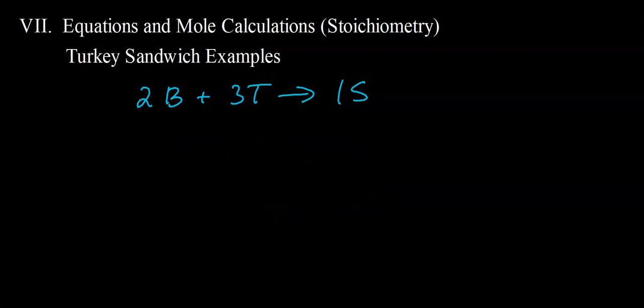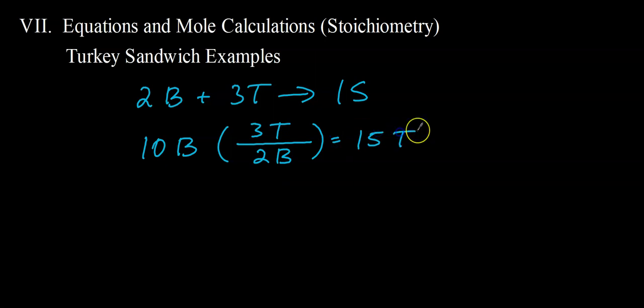Let's say you have 10 slices of bread. How many slices of turkey would you need to make your sandwiches? This time we're going to compare a ratio of turkey to bread. Again, the unit you want always goes on top, and the unit you want to cancel goes on the bottom. So ratio of turkey to bread, 3 slices of turkey for every 2 slices of bread according to our recipe. So if you have 10 slices of bread, you will need 15 slices of turkey.